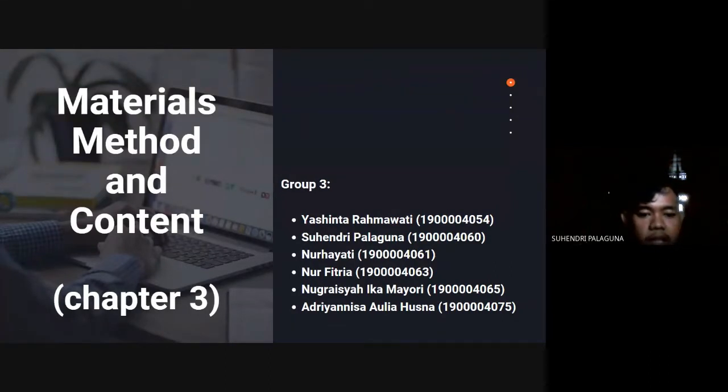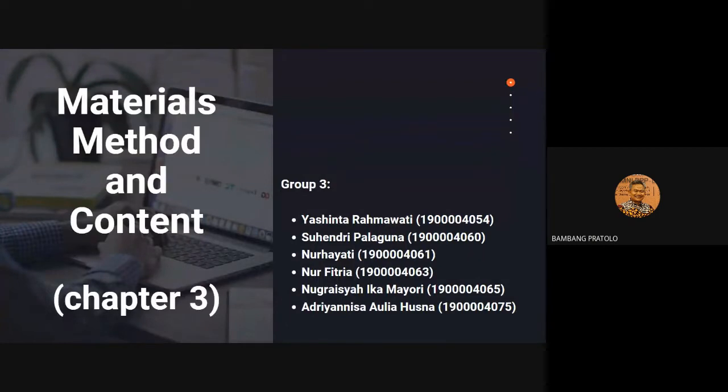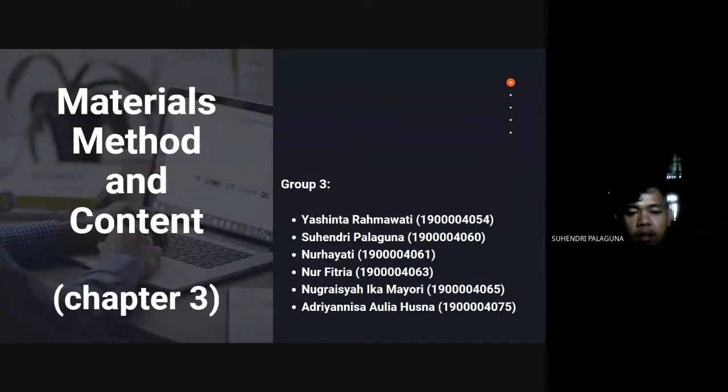In group 3, there are 6 students here. The first one, Yashinta Rahmawati. Second, Suhendri Palaguna. Third, Nurhayati. Fourth, Nur Fitria. Fifth, Nugraisyah Ika Mayori. And last but not least is Adriyannisa Aulia Husna. Okay, next.